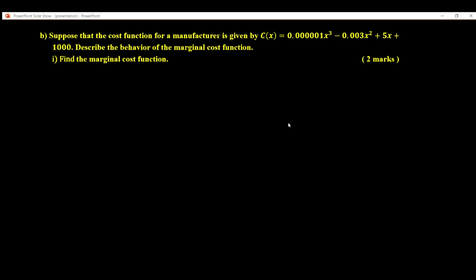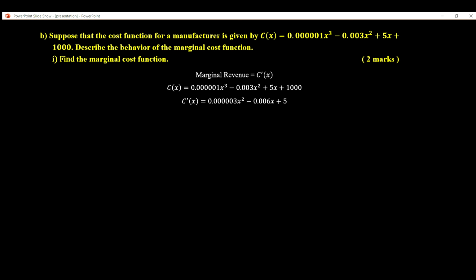For the first question, we have to find the marginal cost. We can find the marginal cost through the differentiation of the cost function. So the marginal cost of the cost function is equal to 0.000003x squared minus 0.006x plus 5. Okay, this is the marginal cost function.